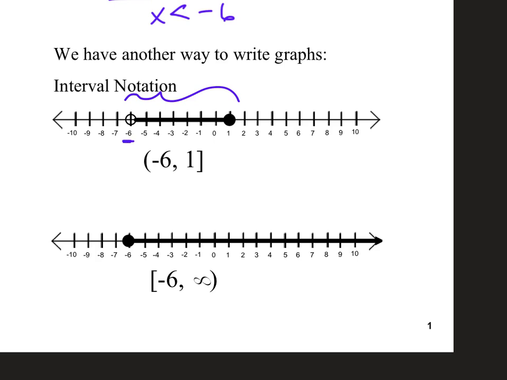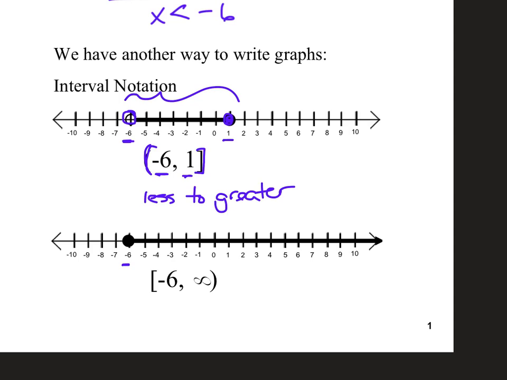So the -6 is first, so the -6 is here, and then it goes all the way till 1, so the 1 goes here. Always in this order, from less to greater. If it's an open circle, we put a parenthesis. If it's a colored in circle, we put a square bracket. Bam. That's it.